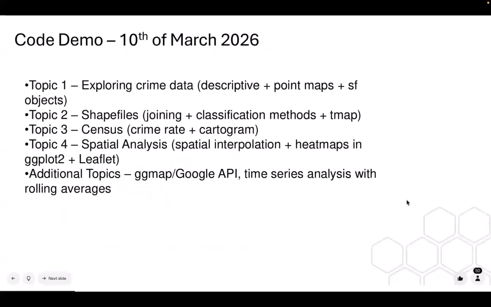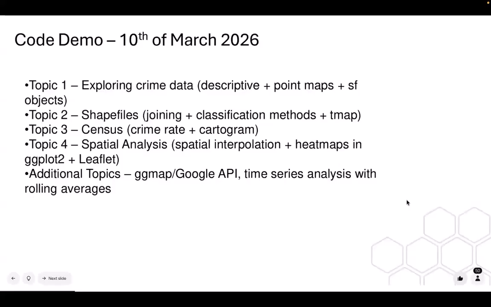In part two, tomorrow's workshop, happening also at 11 a.m., this is where we run a live code demonstration. I will be walking you through four main topics in R, its IDE RStudio, where we'll first be looking at exploring crime data. This will be a very descriptive topic. We'll look at point maps and we'll look at what exactly are SF objects. In topic two, we dive straight into shapefiles and how we join this to our crime data, and we start to make these really cool classification maps using tmap.